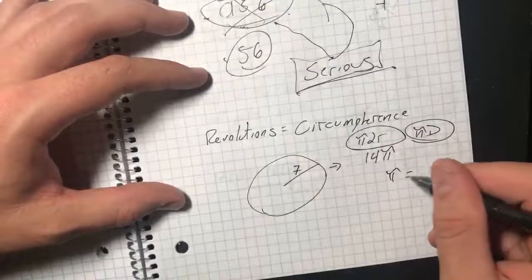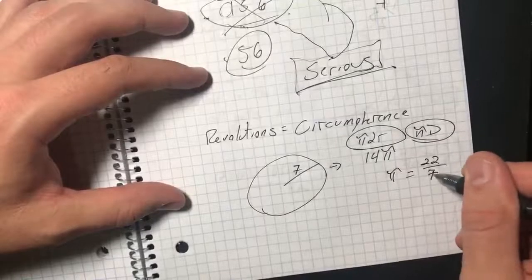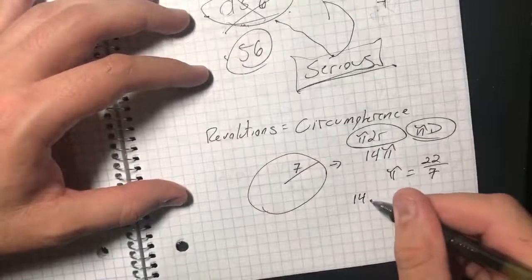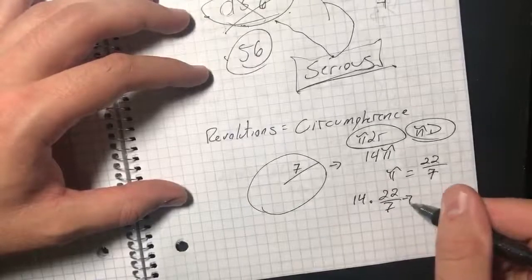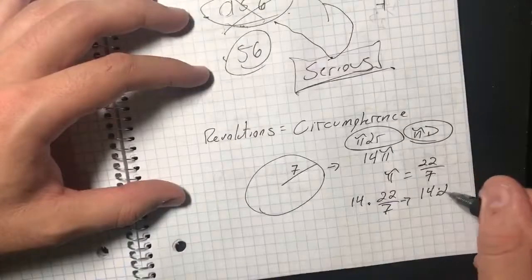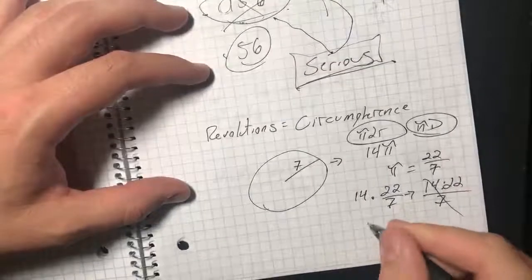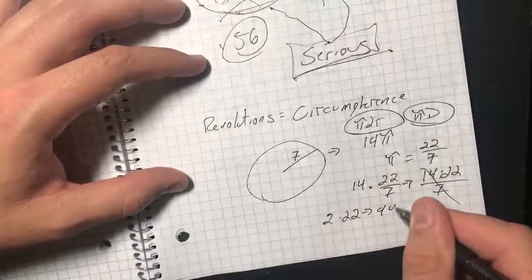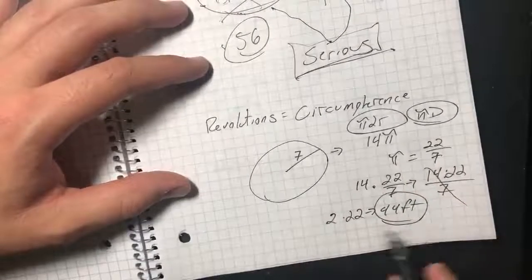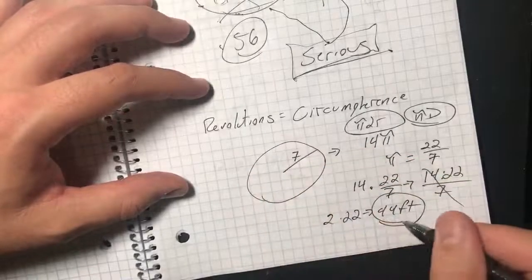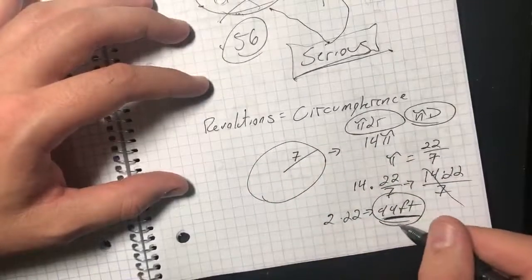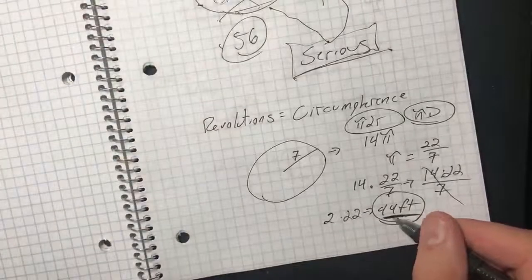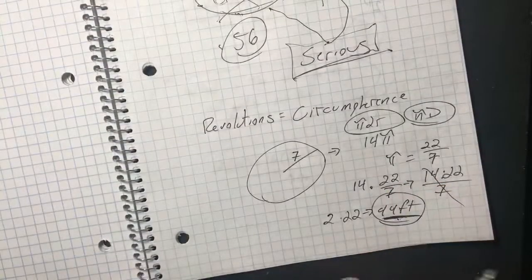A lot of times for pi, they have you do it with 22 over 7. So really that's 14 times 22 over 7. And I like doing it like this, 14 times 22, all over 7. This can reduce to 2, so it'd be 2 times 22, and then it would actually be 44 feet every time it rotates. So every time this revolution happens, you're going to move forward the circumference of the circle, and in this case, the circumference of the circle times pi is 44 feet. So that's what they mean by revolutions, that type of stuff.